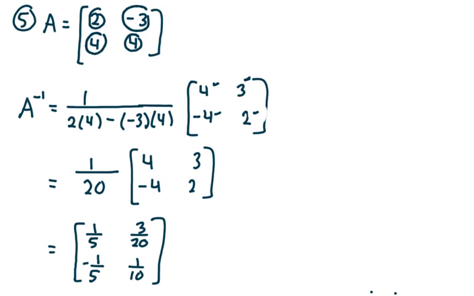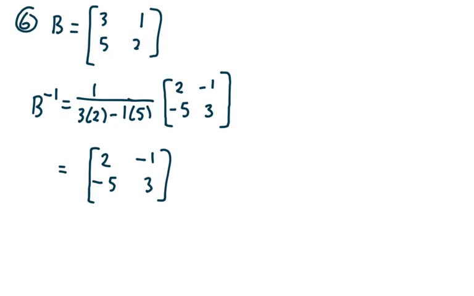Okay? And so this is 1 over 20 times the matrix 4, 3, negative 4, 2. And then if we simplify, we get the matrix 1/5, 3/20, negative 1/5, 1/10. So I took 1/20 and multiplied it by every entry within the 2 by 2 matrix. And that's how we do number 5.